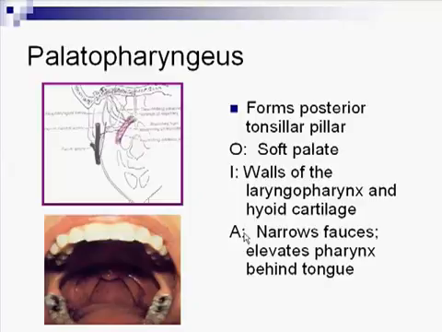Palatopharyngeus, it forms the posterior tonsillar pillar, which is the vertical fold posterior to the palatine tonsils. It narrows the fauces to help close off the nasopharynx during swallowing.